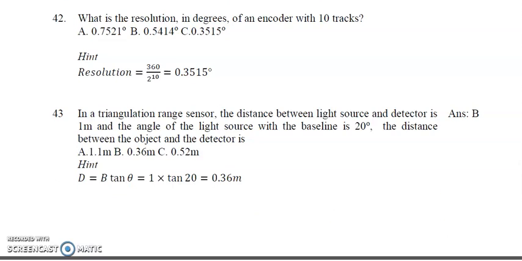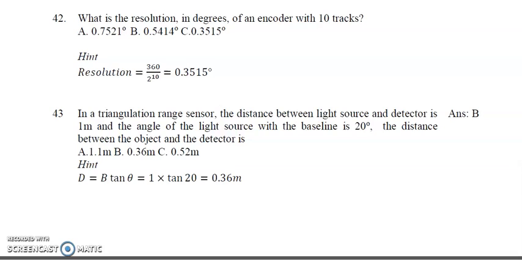What is the resolution in degrees of an encoder with 10 tracks? A is 0.7521 degrees, B 0.5414 degrees, C 0.3515 degrees. The resolution is equal to 360 divided by 2 power n, where n is the number of tracks. So here, 10 tracks: 360 by 2 power 10 is equal to 0.3515 degree. That is answer C. So answer C is the correct answer.